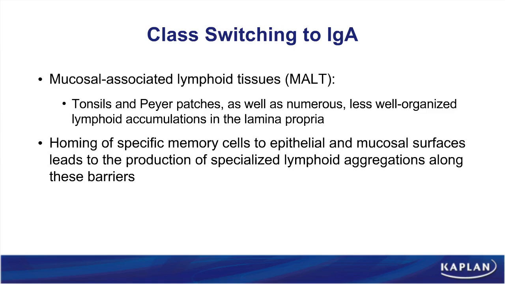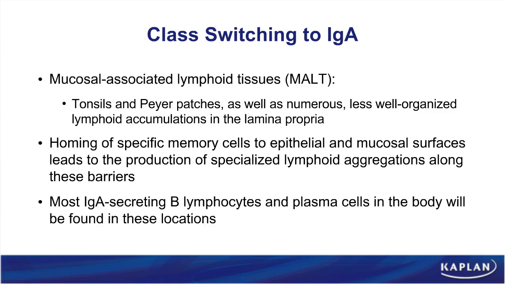And again, whenever you see Th2, I need you to default back to the fact that it is a parasitic infection or a type 1 hypersensitivity. Now, most of my IgA secreting cells are going to be found within these locations. But you can find some plasma cells that are going to be within circulation that will produce that subisotype IgA1.